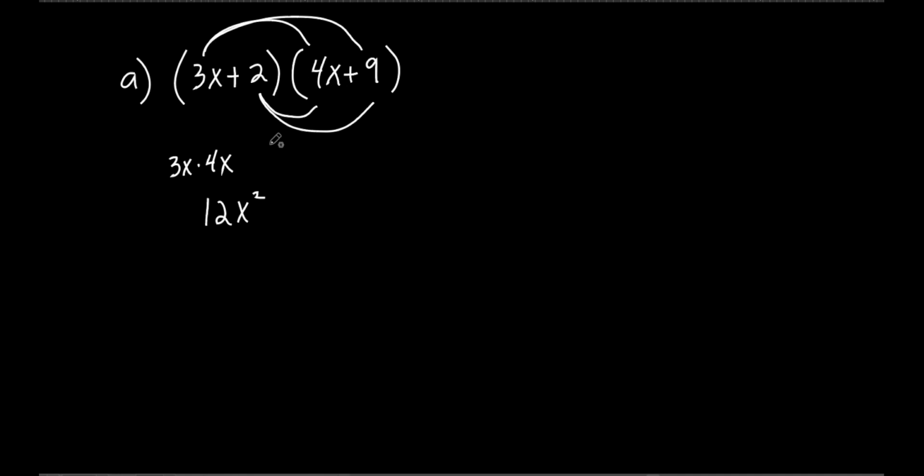Then you do the outside. Put a plus. Everything's positive, so everything's going to be plus. Do the outside. It's going to be what? 3x times 9. Let's do the inside. It's going to be 2 times 4x. And let's do the last, 2 times 9.